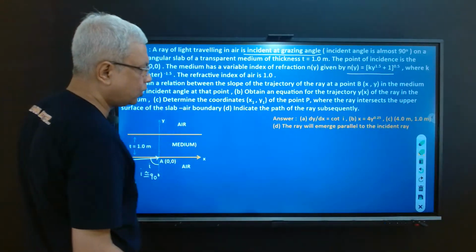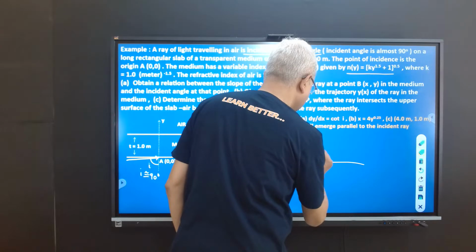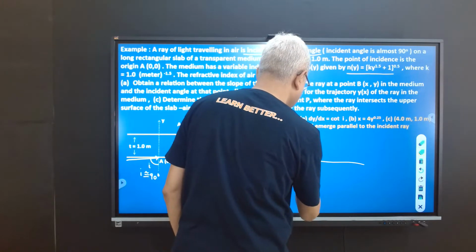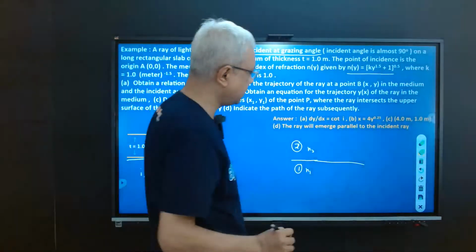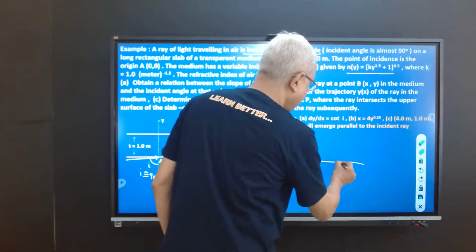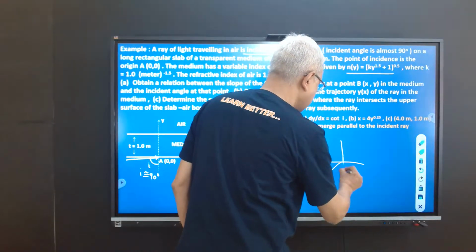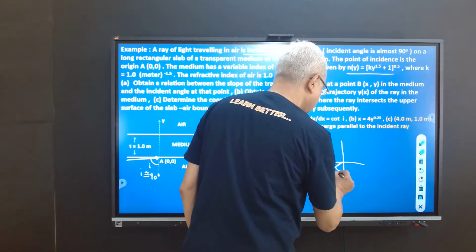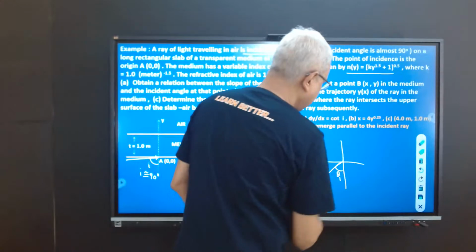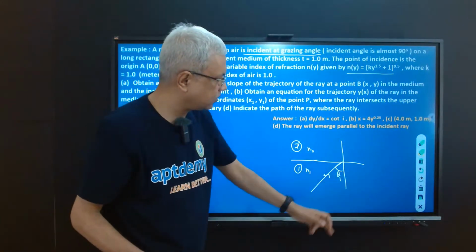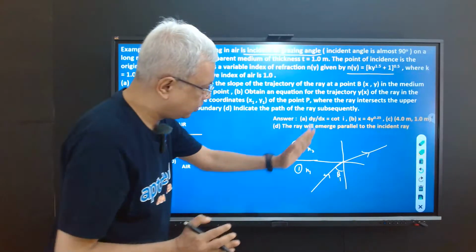Now, let us recall Snell's law. You know if there are two media, one is n1 and this is n2. This is medium 1, this is medium 2. The refractive index of medium 1 is n1, the refractive index of medium 2 is n2. If a ray of light strikes at the interface of these two media, then at the point of incidence, if you draw a normal to the interface, the angle the incident ray makes with the normal is called the angle of incidence, and the direction of ray changes.